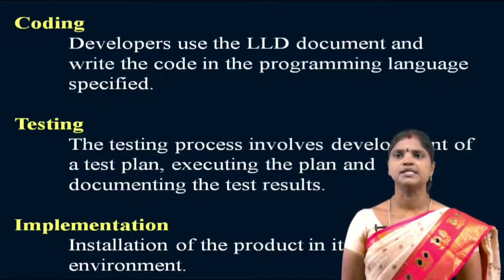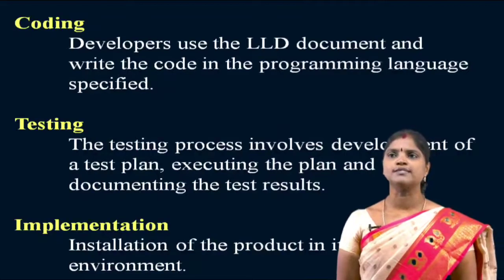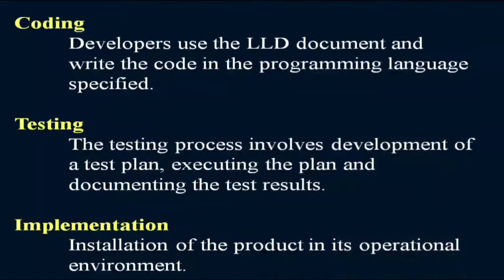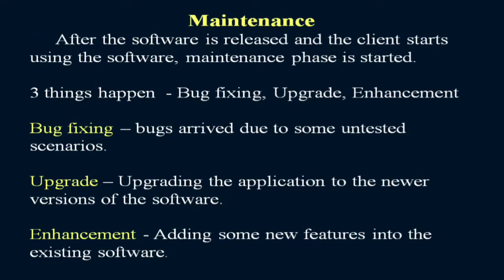Testing. The testing process involves development of a test plan, executing the plan and documenting the test results. Implementation: installation of the product in its operational environment. Maintenance: after the software is released and the client starts using the software, the maintenance phase is started. Three things happen in maintenance: bug fixing, upgrade, enhancement.